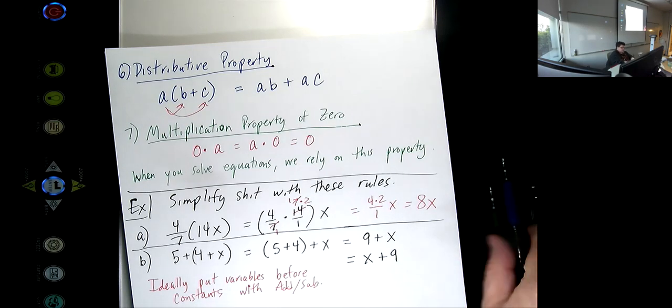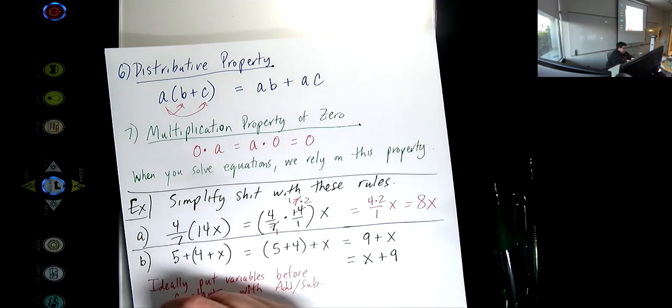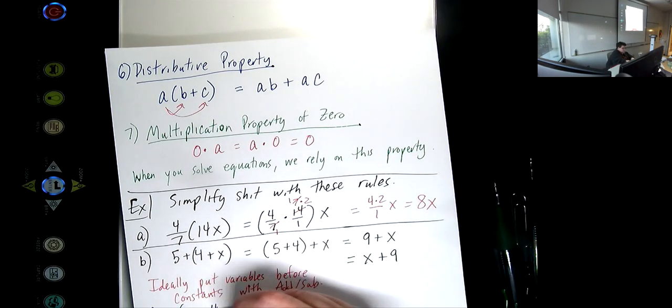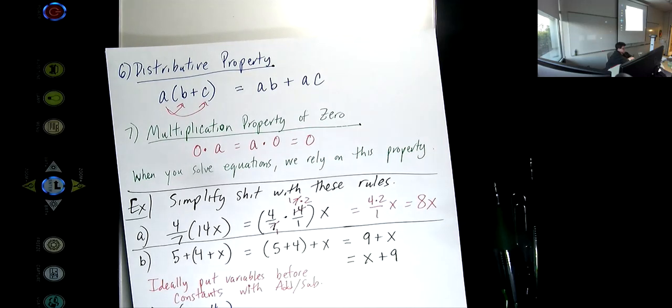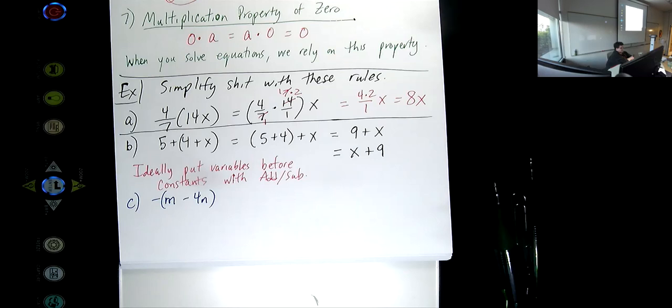This one kind of goes with what Paxton was asking a second ago. I've got negative m minus 4n.